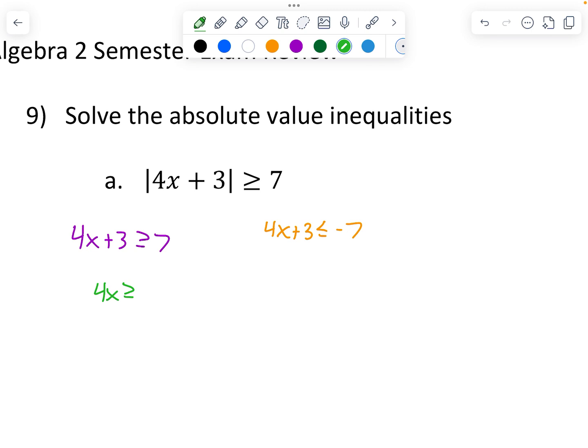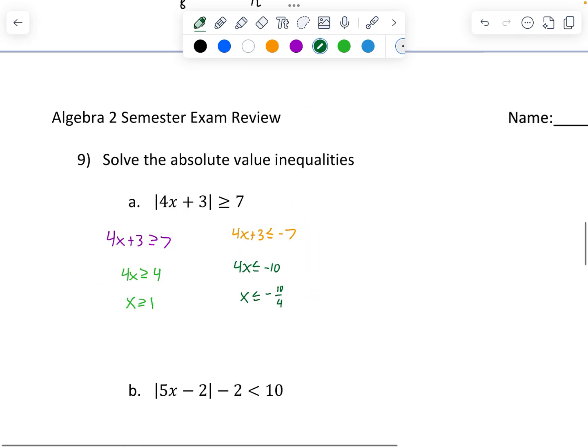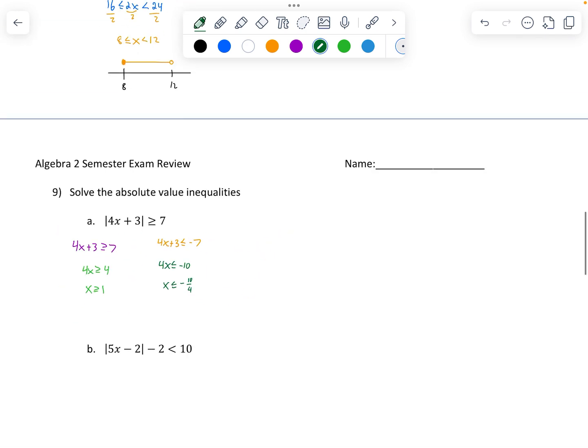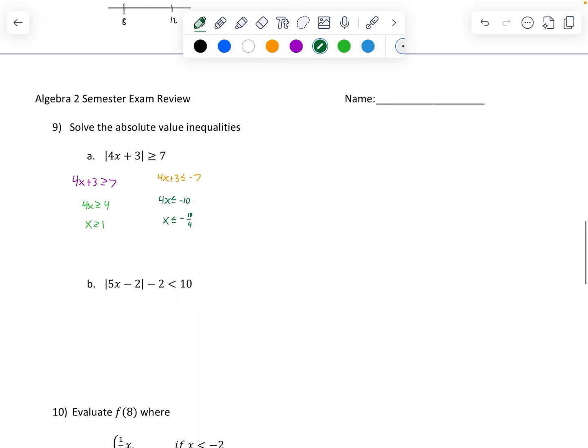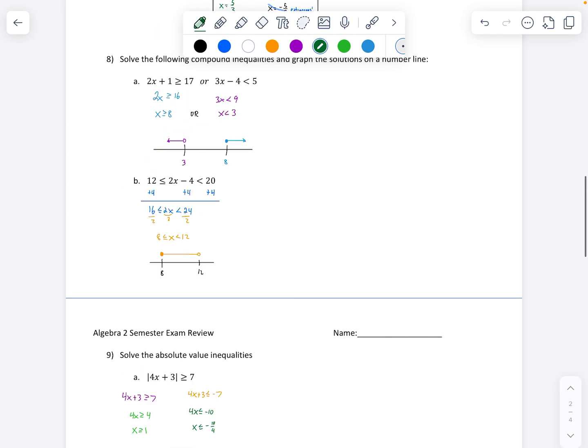4x is greater than or equal to 4. So x is greater than or equal to 1. And over here we have 4x is less than or equal to negative 10. So x is less than or equal to negative 10/4 or 5/2, if you want to write it like that. Okay, we can put these on a number line also, but I didn't ask you to do that. But it would be the same as putting them on a number line up here.